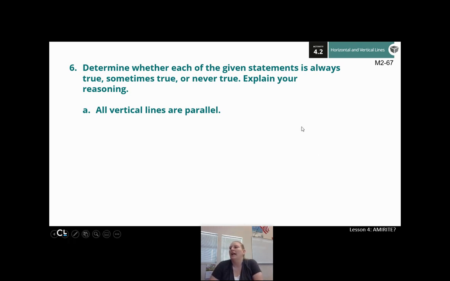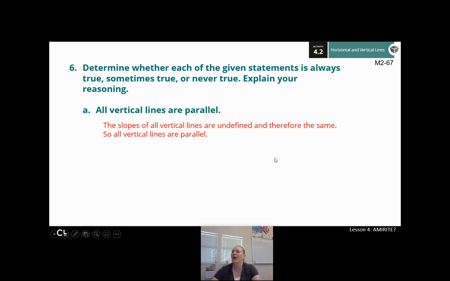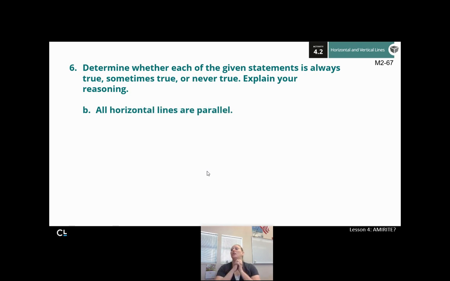All vertical lines are parallel. That is always true. The slopes of all vertical lines are undefined. We just said all these guys have a slope that's undefined, and so thus, they're all the same. Vertical lines all have the same slope of being undefined, so all vertical lines are parallel. It's always true. All horizontal lines are parallel.